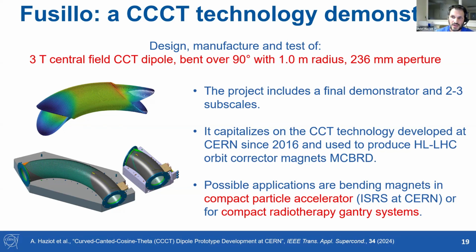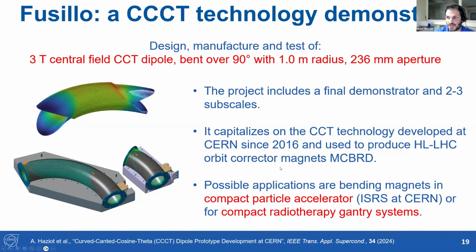The project includes the main demonstrator that you can see here, but also a few subscale ones that are here to validate the technology development. And it capitalizes on the CCT technology. So it's a way of making a dipolar field using 2 solenoids that has been used at CERN for one of the magnets of the HL-LHC project, one of the correctors.